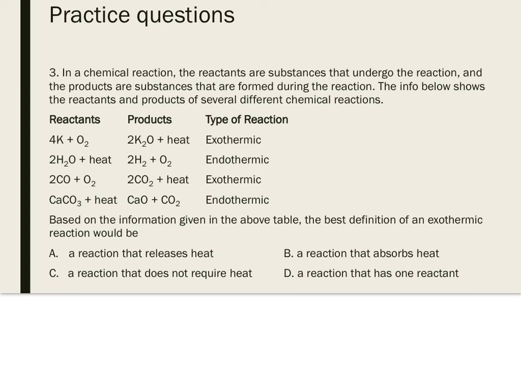Okay, remember that exothermic reactions release heat. It gave you all that info and you really just needed to know what is an exothermic reaction. It's a reaction that releases heat. So A. Remember, endothermic reactions absorb heat. And remember that heat can be listed as either a reactant or a product, whether it's endothermic or exothermic.